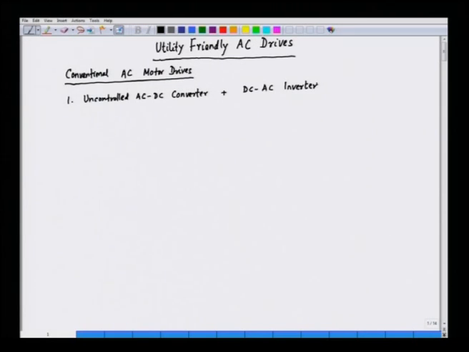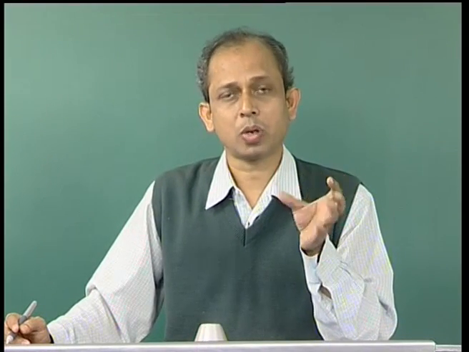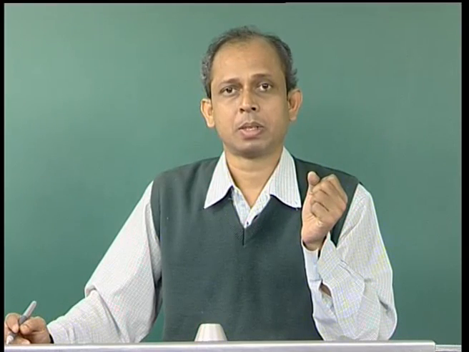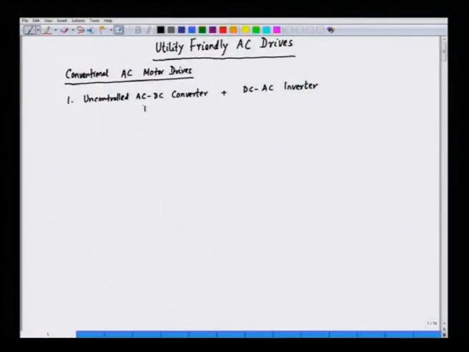Now, this is the first possibility, in which we have two stages. We have the AC power supply available to us, and we can convert that to DC by means of an uncontrolled converter. And when we talk about an uncontrolled converter, we usually talk about the diode bridge rectifier. So, the first stage is basically a diode bridge, and plus inverter.